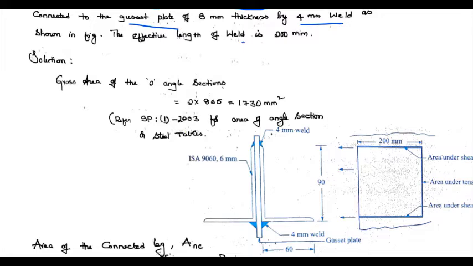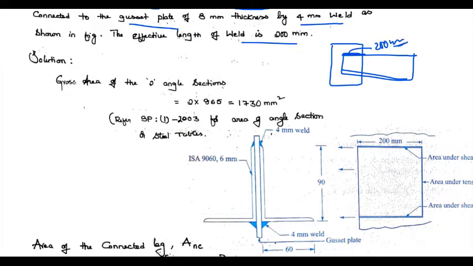The effective length of the weld is 200 mm. I mean the overlapping, something like this. See, this is the gusset plate and this is the angle section, and the effective length of the weld is 200. That is, on one side of the weld it is 200 mm.